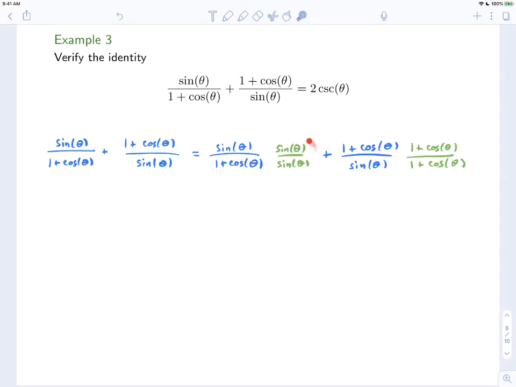So here we have a sine theta times sine of theta. So that's sine of theta quantity squared. So this is equal to sine of theta quantity squared plus, and now we multiply these two terms together, 1 plus cosine theta, all of that quantity squared, so the square of that sum. And in the denominator, we have the common denominator, 1 plus cosine of theta times sine of theta.